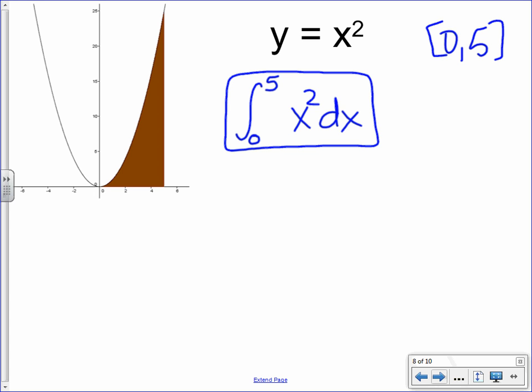So, let's talk about these infinitely small rectangles. We still need to find delta x. How do we find delta x? In general, b minus a over n. So in this case, 5 minus 0 over n. Remember, we're eventually going to take the limit as n goes to infinity, so we're just going to keep n.